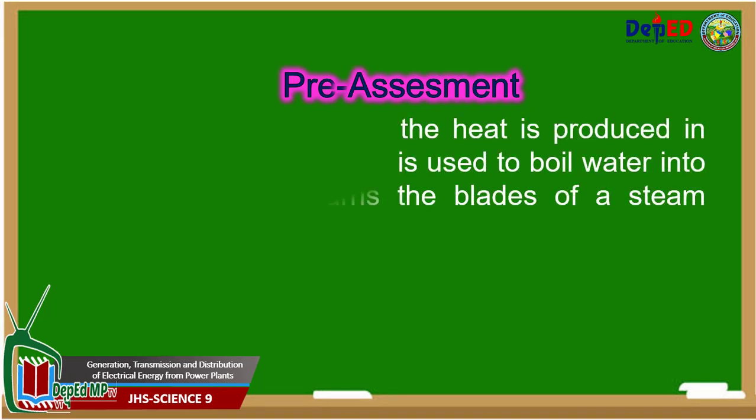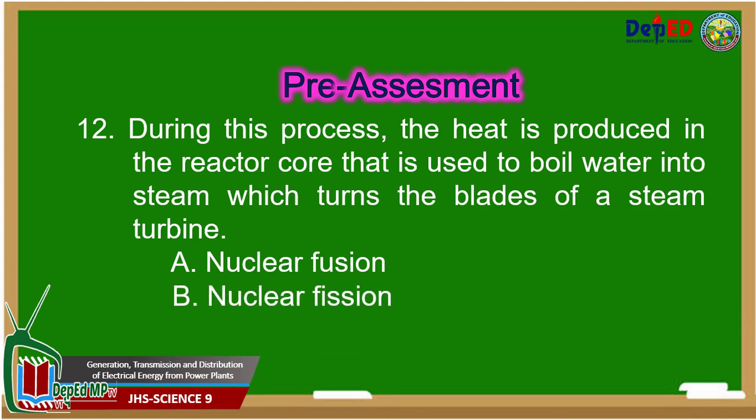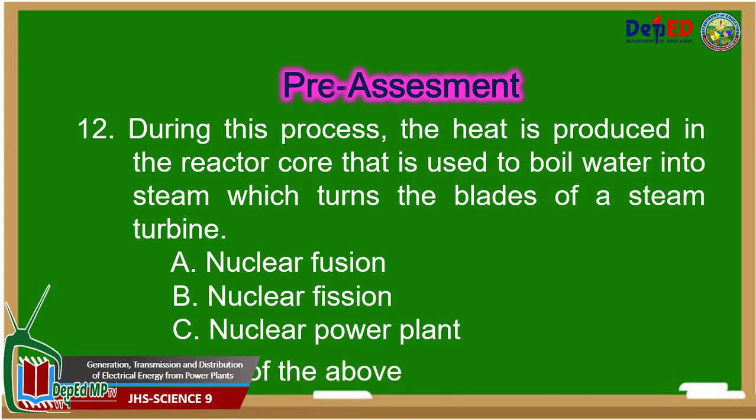Number 12. During this process, the heat is produced in the reactor core that is used to boil water into steam, which turns the blades of a steam turbine. A. Nuclear fusion. B. Nuclear fission. C. Nuclear power plant. And D. All of the above.